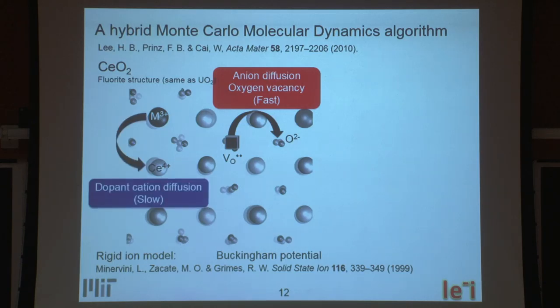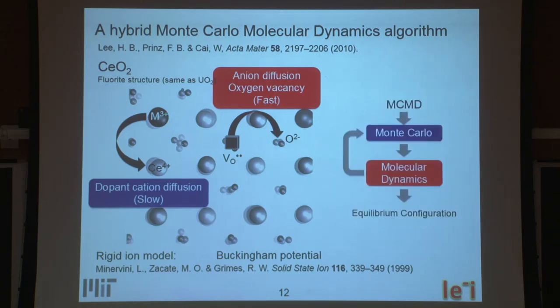The other type of defect is called dopant cation. So you have a trivalent dopant cation, and this one is the host, cerium 3+. Diffusion of the dopant cation is very, very slow. It may take hours or days. So it's for sure out of the time scale that we can simulate by molecular dynamics. This is why we need to use two different simulation schemes to simulate these two defects. One is Monte Carlo to handle the dopant cation diffusion.